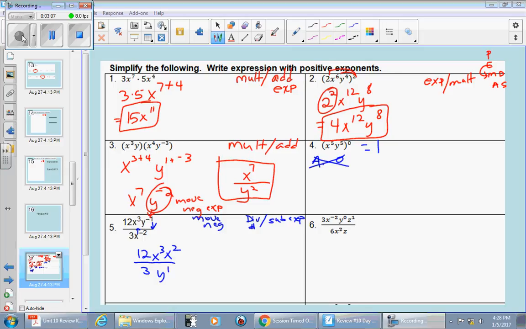Now we're going to divide the numbers and subtract and combine like x's. So 12 divided by 3 is 4. On top we have 3 x's and 2 more x's, x to the 5th, over, and now we just have a y on the bottom. So that's our final answer.